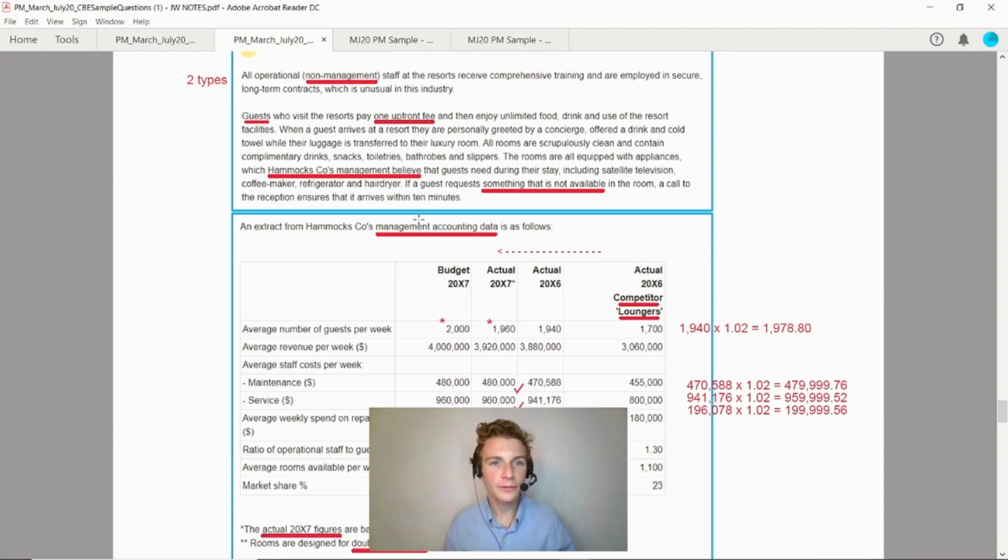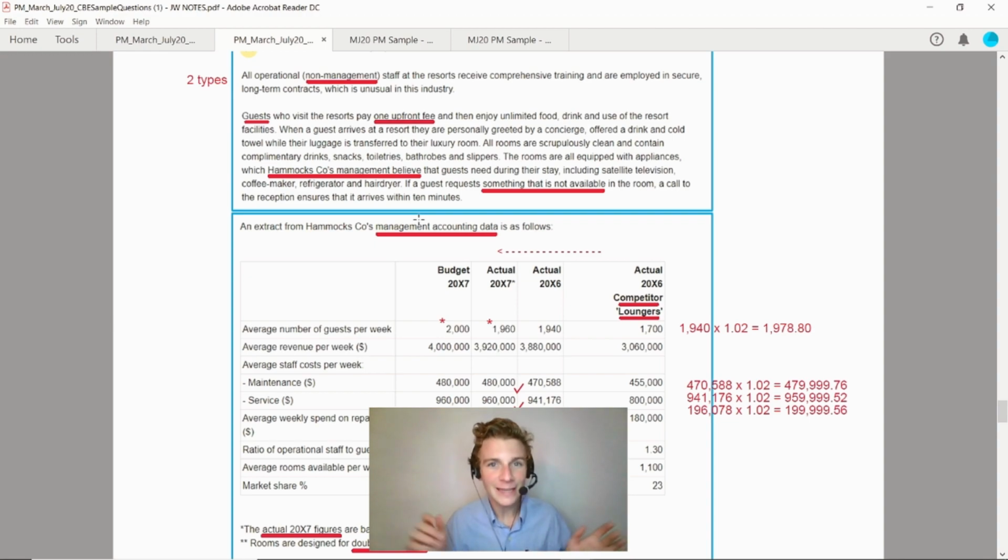The next thing as we go through down here is we have guests. Okay, so that relates to customers. So just a different word for customers, but that relates back to our objectives. So there'll be information in here that we need to take in that we can use. Refer back to the scenario. So guests who visit the resorts pay one upfront fee. Okay, so we're understanding the mechanics of how the business works. And then enjoy unlimited food, drink and use of the resort facilities.